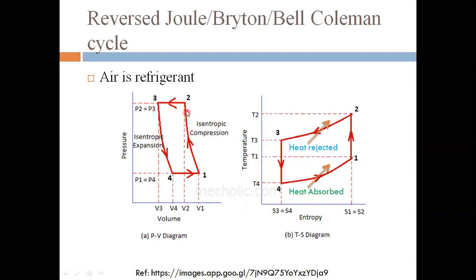So from 1 to 2, the pressure is increased from P1 to P2, and the temperature is also increased from T1 to T2. This process is an isentropic process. So what is an isentropic process? The process which has constant entropy. So in that process, theoretically there will be no entropy change. There will be no heat transfer to the surroundings. So this is the isentropic compressor.